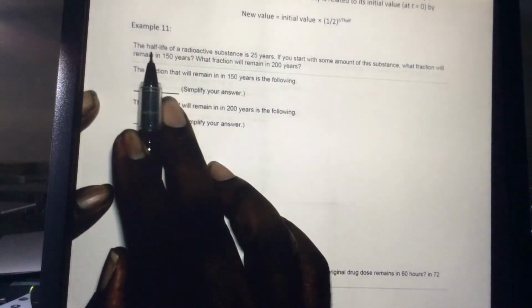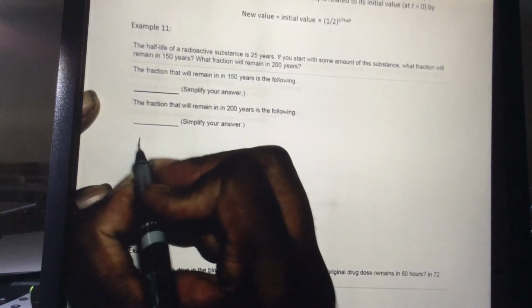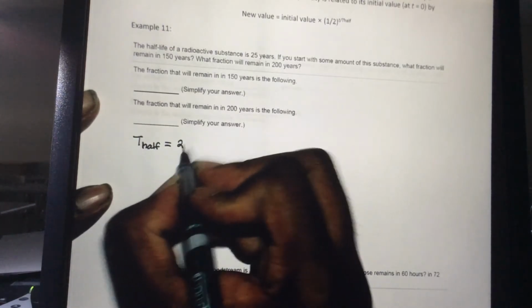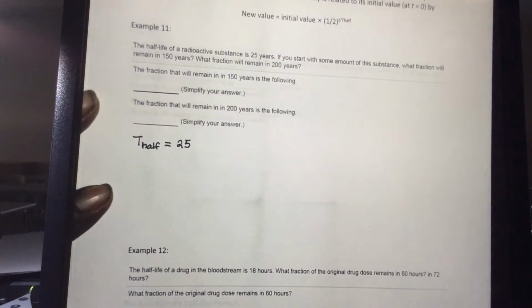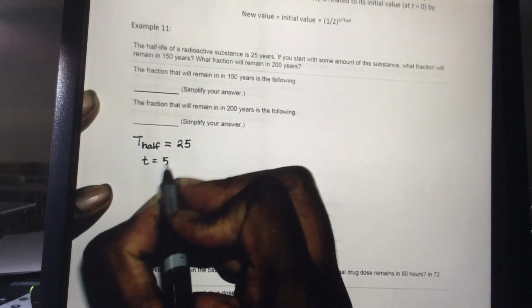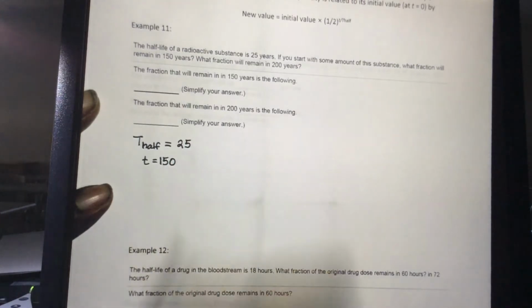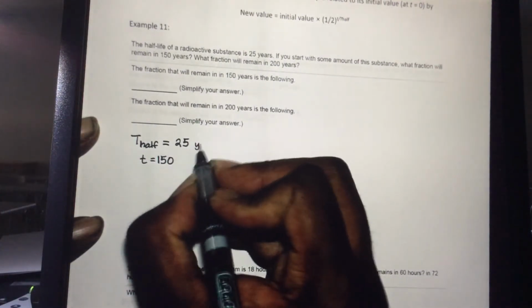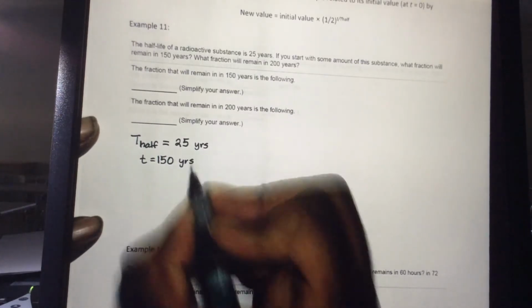All right, let's start with the 150 years. We're told what the half-life of a radioactive substance is. It's 25 years, so that's going to be t sub half. That's equal to 25. And we're looking for the fraction that will remain in 150 years. That's lowercase t, 150 years. Now the units are consistent because the t half is in years. Our time is also in years, so we don't need to convert anything.